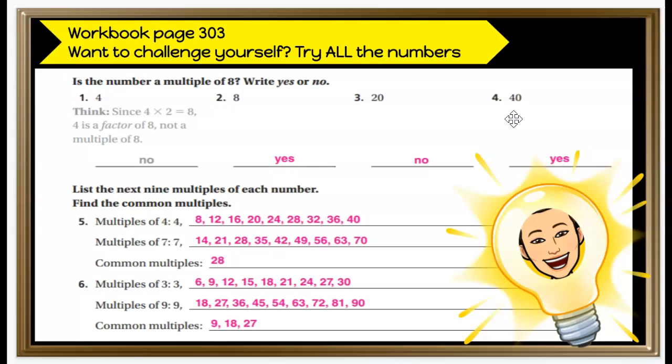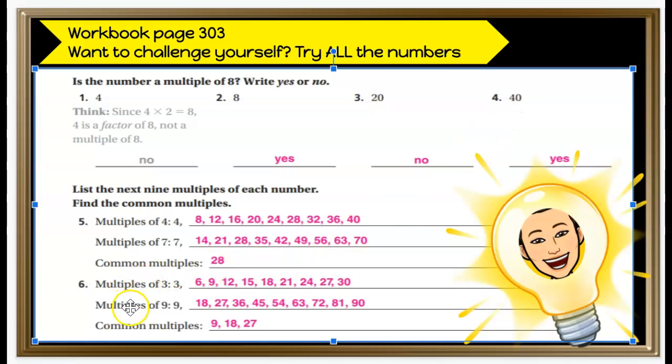How about 40? 8 times 1 is 8. 8 times 2 is 16. 8 times 3 is 24. 8 times 4 is 32. 8 times 5 is 40. Therefore, 40 is a multiple of 8.